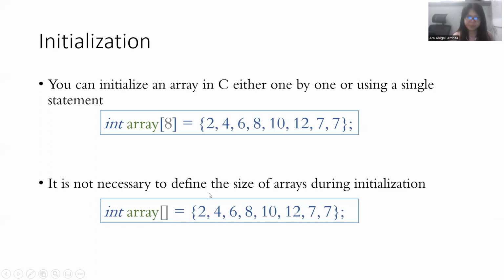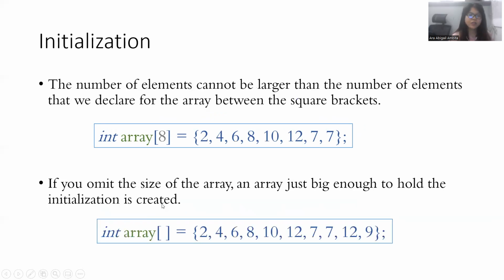So then you can also specify the values without specifying the length, right? So also the number of elements cannot be larger than the number of elements that we declare for the array between the square brackets. So for example, we have specified that it's 8. So the list of values should only contain at most 8 values. So if you omit the size of an array, an array just big enough to hold the initialization is created.